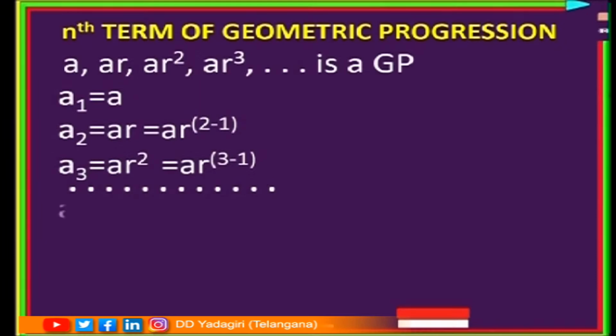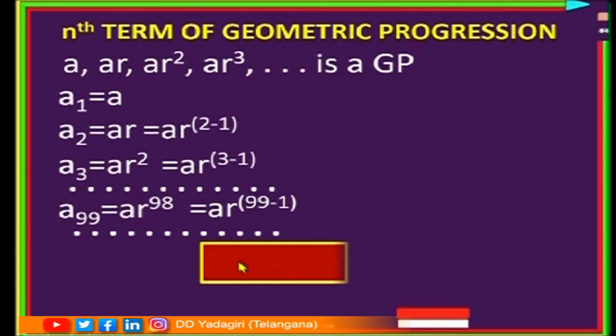Now a question to you: what is A99? Yes, A99 is nothing but AR power 98. We only have to reduce one number. The 99th term means AR power 98, so A into R power 99 minus 1. By this we can generalize the nth term of GP: An is equal to A into R to the power of n minus 1. Here we have n, and we reduce one number.